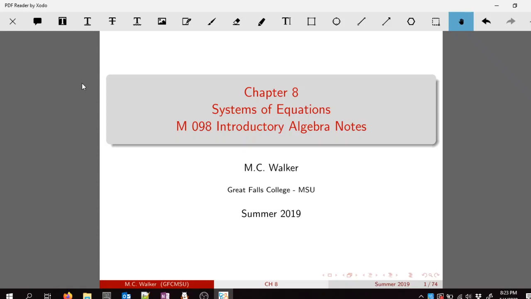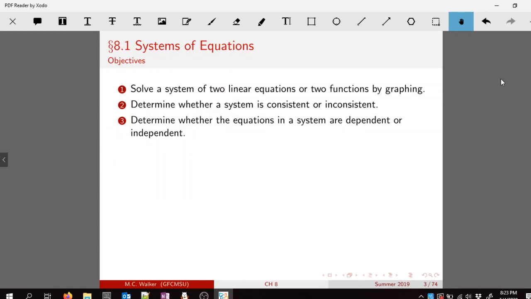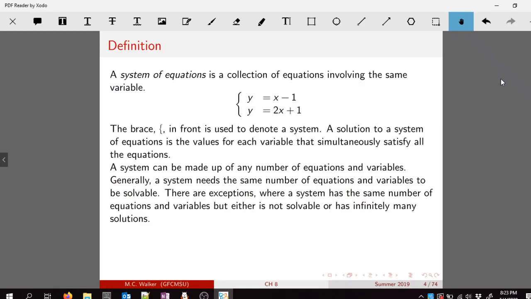Hey everyone, Mike here. I'm at Chapter 8, Systems of Equations. We're going to start with Section 8.1, and we're going to define some systems, look at what makes a solution, and some vocabulary with systems: consistent or inconsistent, dependent or independent.